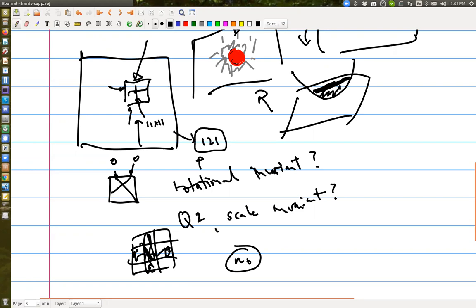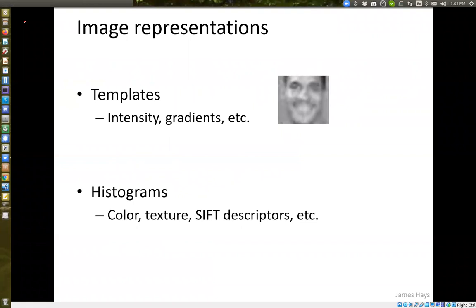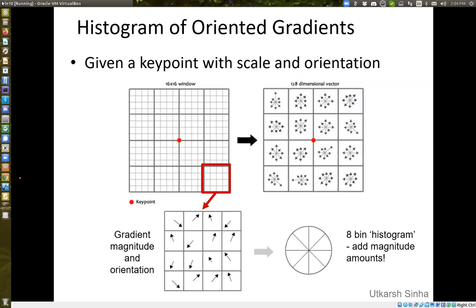So what do we want to do? We want to generate something that is scale and rotation invariant. A good way to do that is using a histogram. Okay, this is a key slide here, to understand this so-called histogram of gradients. This is an important concept.